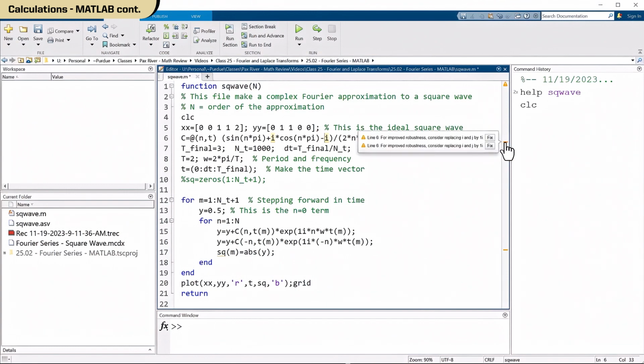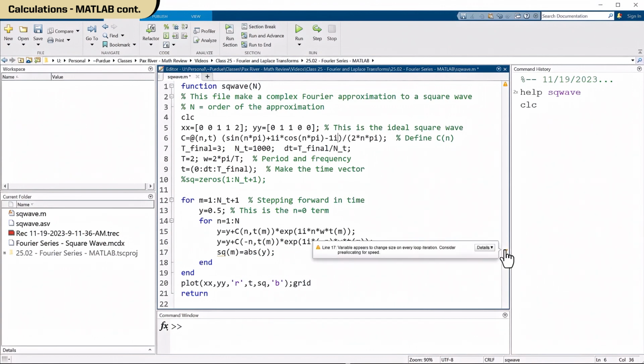For improved robustness, consider replacing I and J by 1i, because I and J get used for indices a lot in programming, but 1i only has one meaning. That is the square root of -1. So you click there and click there, and that solves my problems. Now, I haven't been brave enough to go back and turn that M into an I. It just doesn't seem like a good use of time right now. There's one warning left right there.